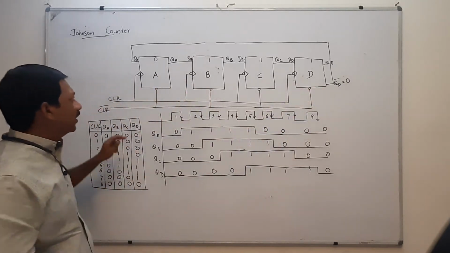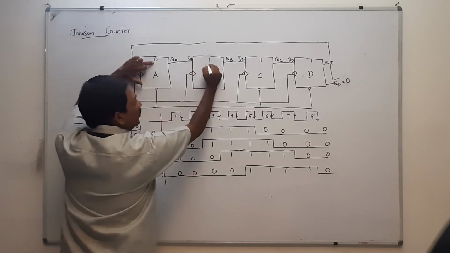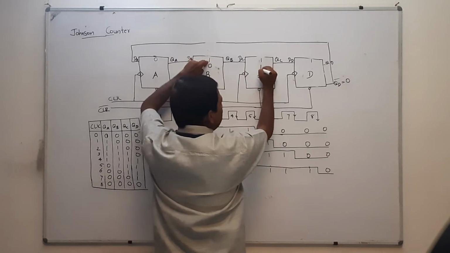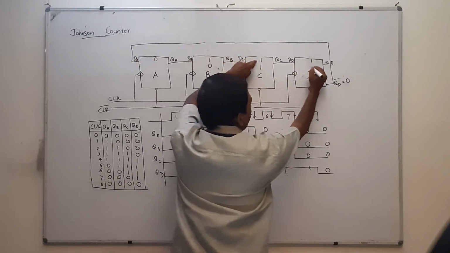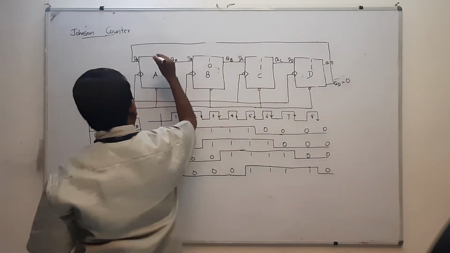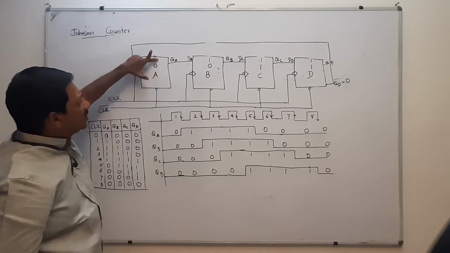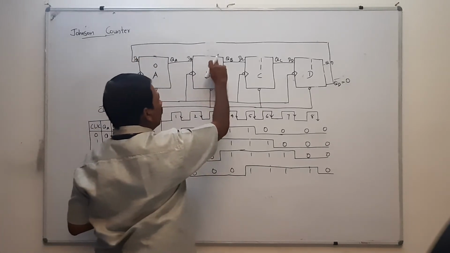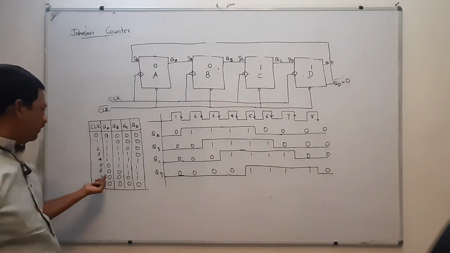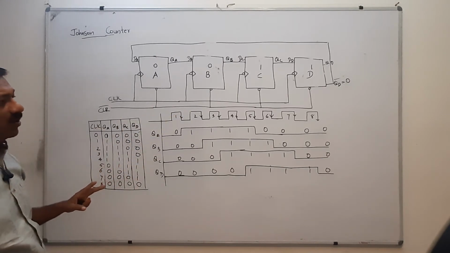Then what will happen? During the next clock pulse, this 0 is copied to B, 1 is copied to C, and here QD bar is equal to 0, so 0 is copied to here. That means now that becomes 0 0 1 1. Again QD bar is equal to 0.